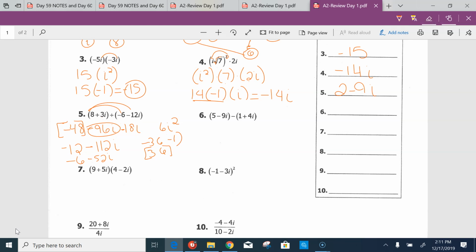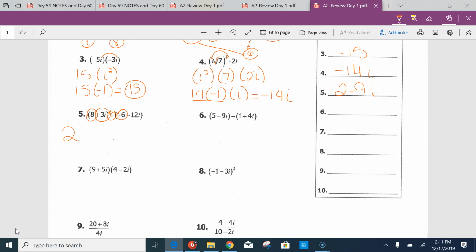I made this way too complicated for number 5. I started doing FOIL, and it's not a FOIL problem because everything is just being added and subtracted. So I do apologize for that. Let me show you how I'm supposed to read this. Because I had a plus sign in the middle right here, I shouldn't have multiplied, I should have just added. So 8 plus negative 6 means 8 minus 6, which is 2. 3 i's plus negative 12 i's is negative 9 i's. And there's my simple answer.